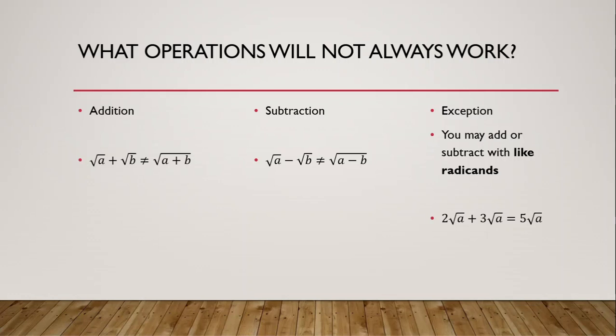The only time that we can add or subtract is if we have like radicands. So right here we've got 2 root a plus 3 root a. Because the radicands are like, we can add the indices. So 2 plus 3 is 5, and our answer is 5 root a. That is the only time we can add or subtract. So be careful with that. That's a big mistake that I see pretty often.